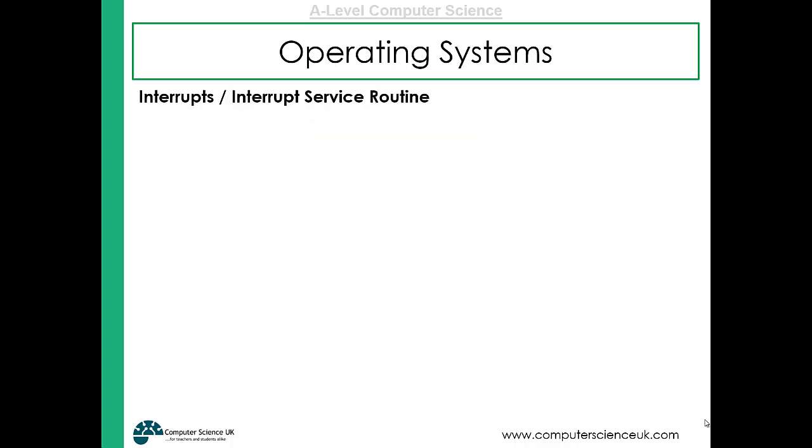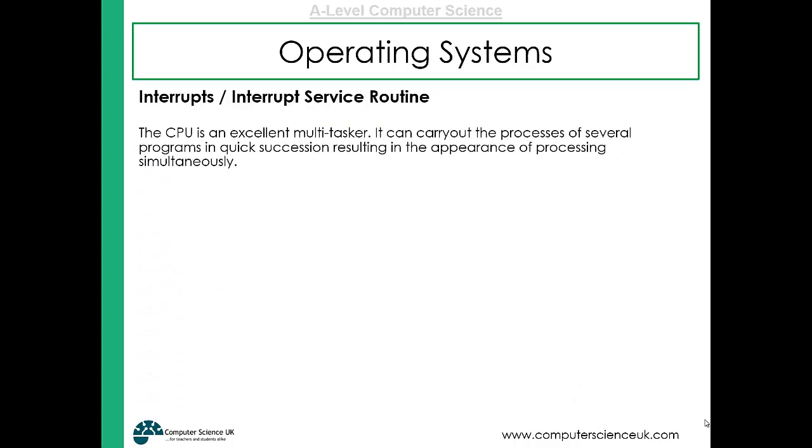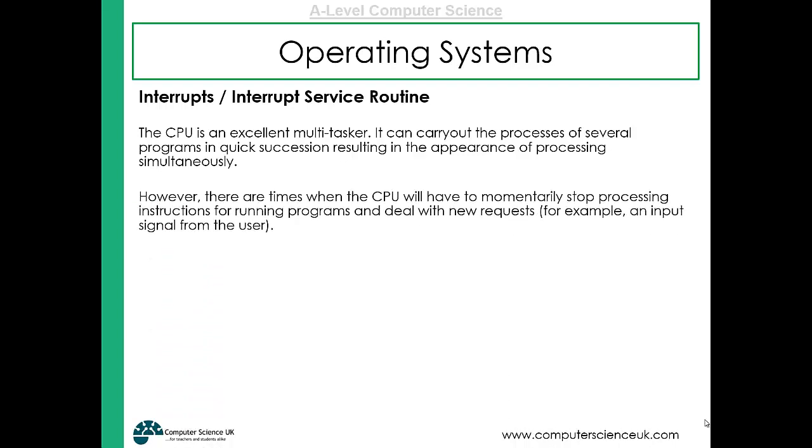Okay, interrupts and the interrupt service routine. So we've heard already that the CPU is a brilliant multitasker. It can carry out the processes of lots of different programs in quick succession, making it appear to the user that all of these processes are happening simultaneously. But there are going to be times when the CPU will have to stop processing an instruction and deal with new requests. So it might be that the user double clicks on a mouse and needs something performed quickly by the computer.